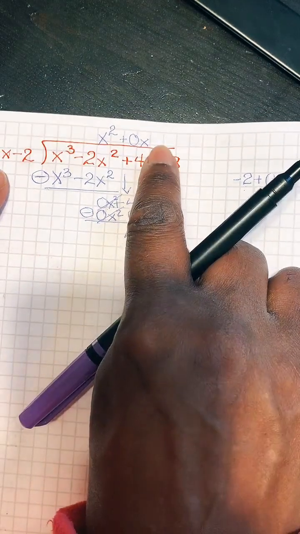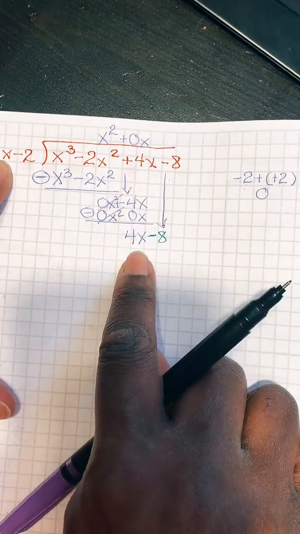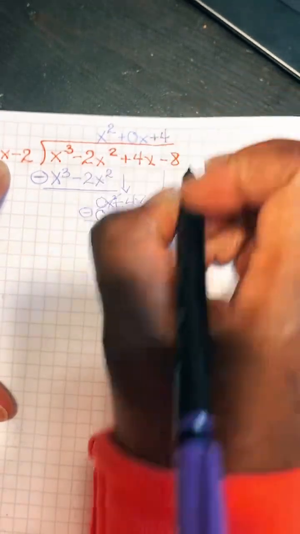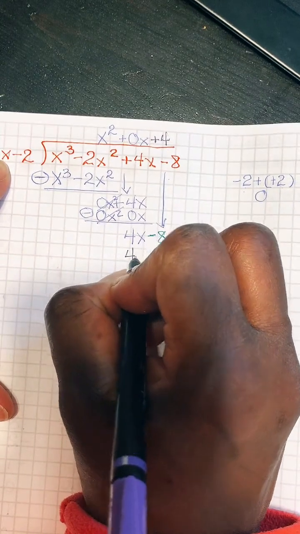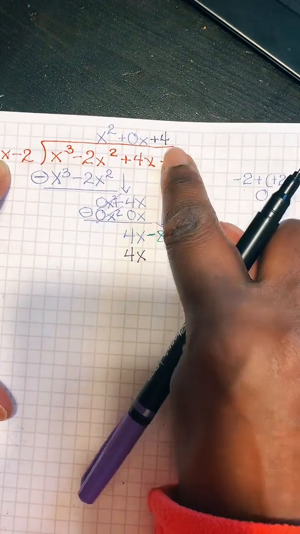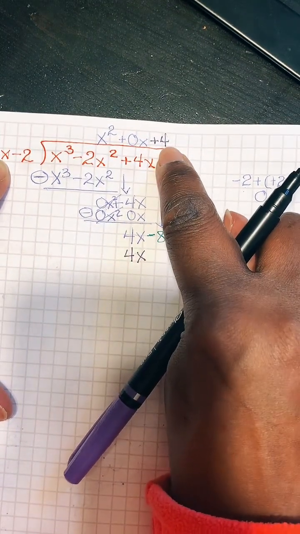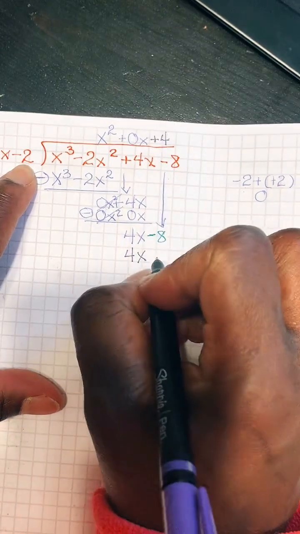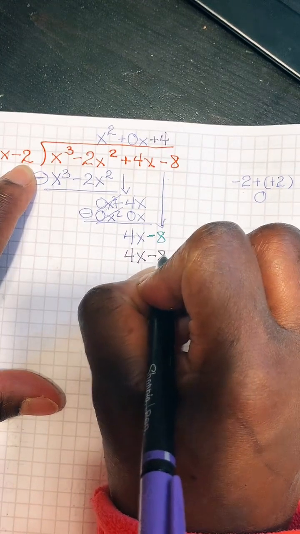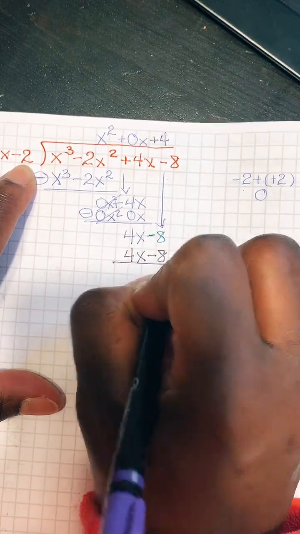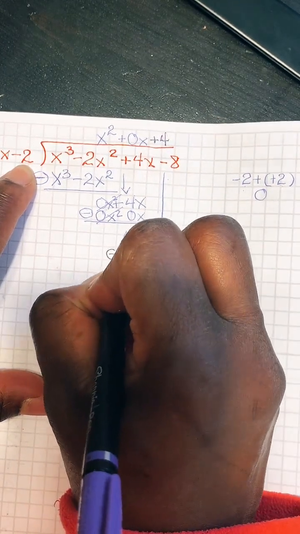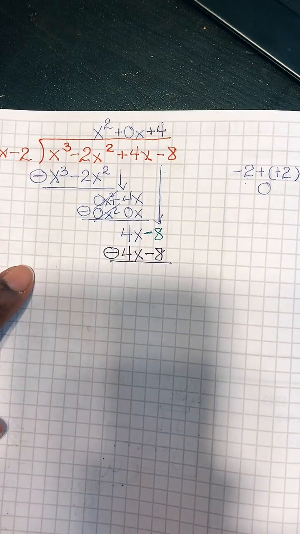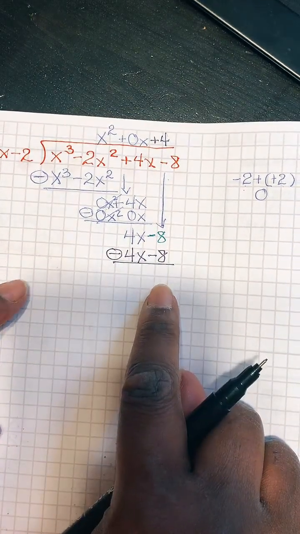Yes, so 4 times x gives me 4x. So it'll be a plus 4. Then I write down my 4x. Then I'm using that 4. 4 times the negative 2. That will give me negative 8. And I'm going to subtract. I always subtract. What's my result?